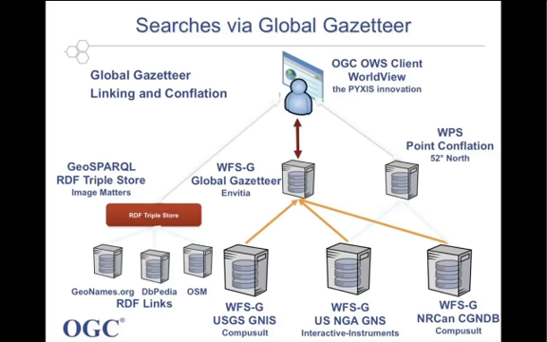Now let me change a little bit of topics. I'm going to talk about how we did some sophisticated searches using global gazetteers. So you will see here that the client WorldView is interacting with the global gazetteer that is able then to get the request and do multiple requests to other gazetteers. This is called cascading request. But we did a little bit more than just cascading.